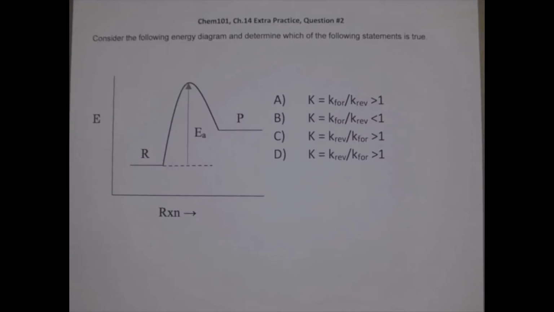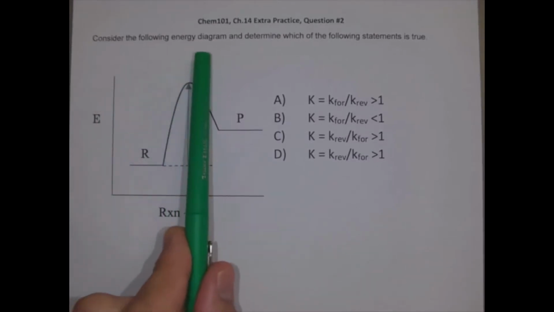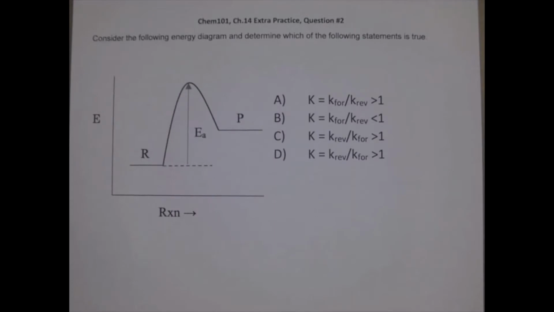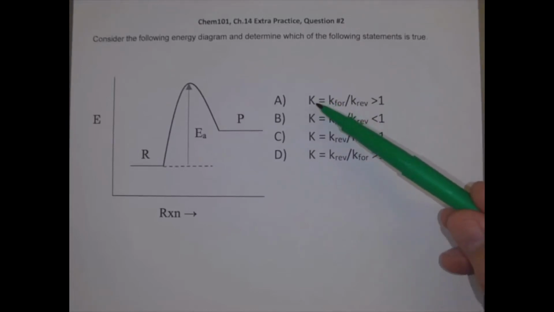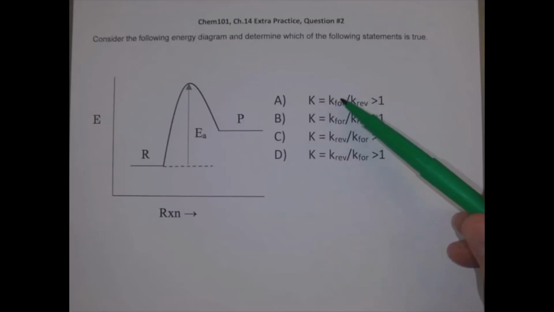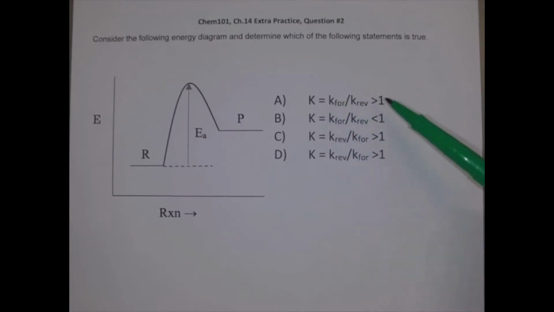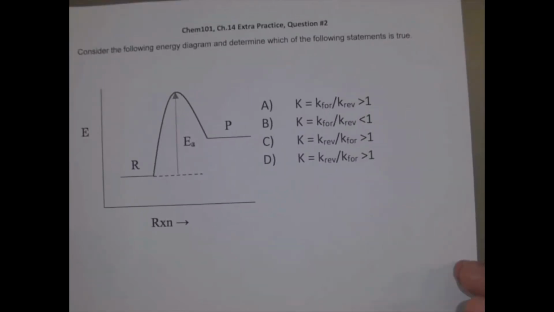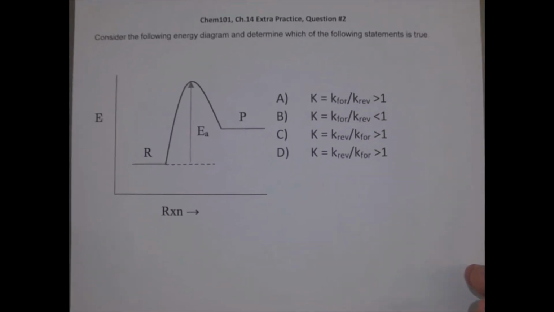Okay, in this question you are asked to consider the following energy diagram and determine which of the following statements is true. And these statements all have to do with the fact that the equilibrium constant is equal to the ratio of the forward rate constant over the reverse rate constant. And is that greater than or less than 1? So let's think about a couple things that are important before we really decide on an answer.